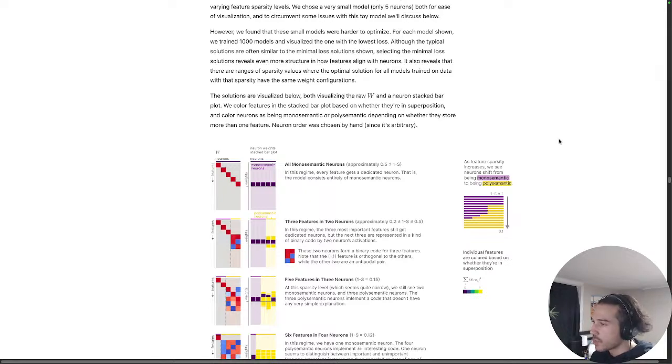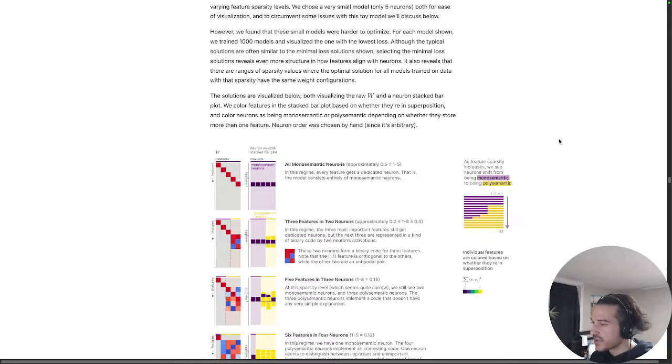And we see all monosemantic neurons approximately 0.5 less than or equal to 1 minus s. In this regime, every feature gets a dedicated neuron. That is, the model consists entirely of monosemantic neurons. So W, neurons, features, neuron weight stacked bar plot, monosemantic neurons. As feature sparsity increases, we see neurons shift from being monosemantic, purple, to being polysemantic.